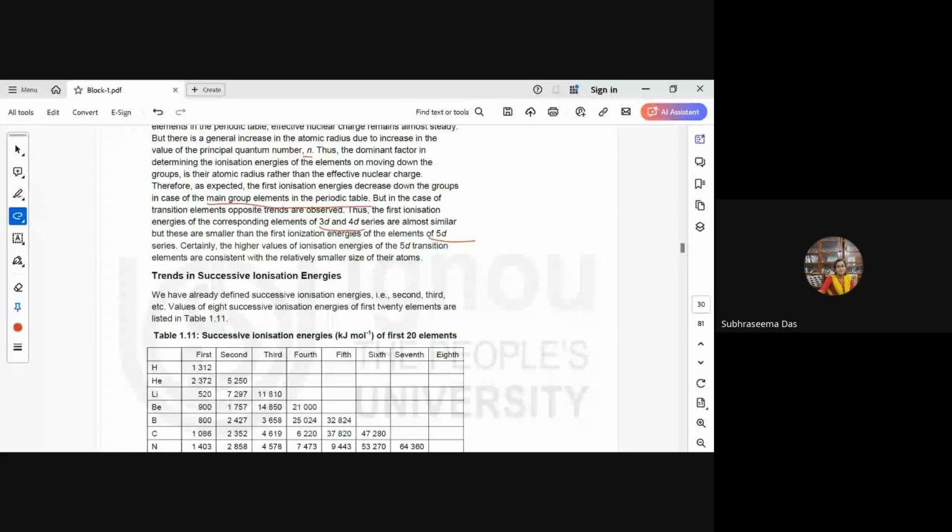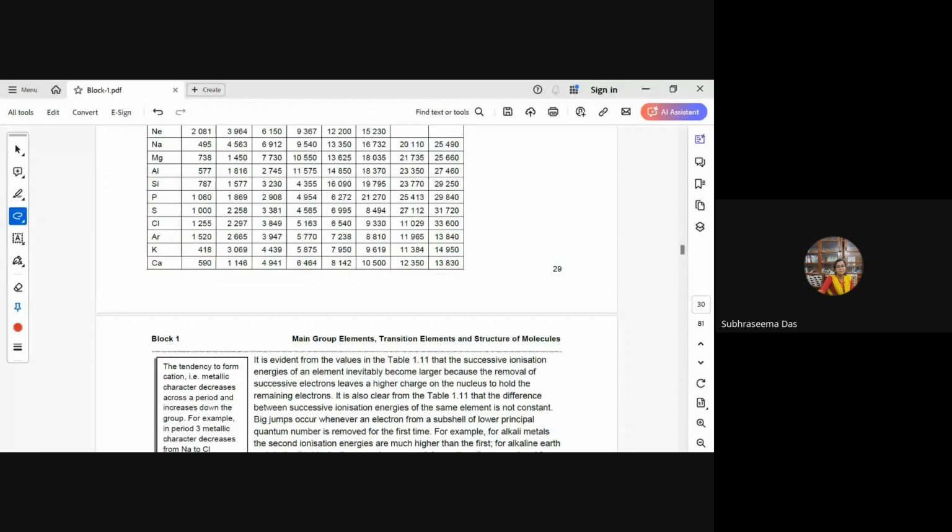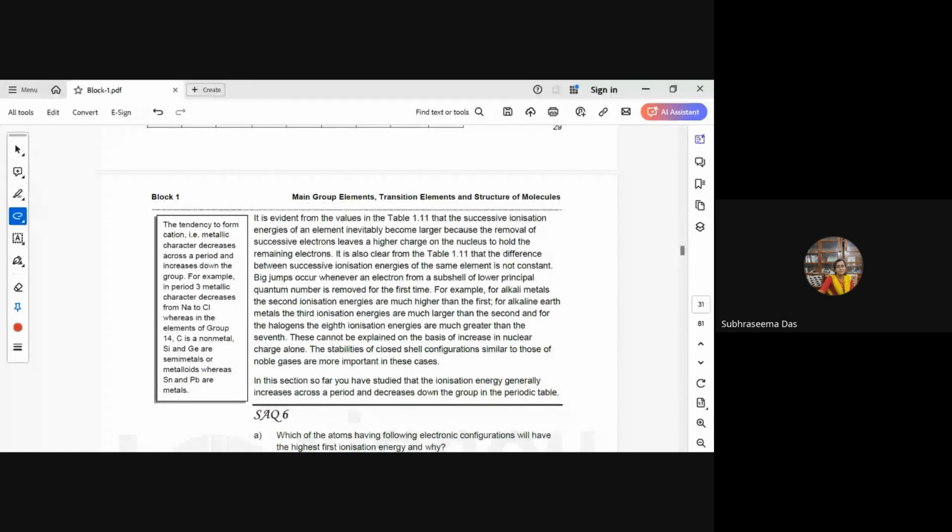Then coming to the trends in successive ionization energy. Successive ionization energy implies the second, third, fourth and other ionization energies. In table 1.1, the successive ionization energies have been listed. From this table we can find that the successive ionization energies of an element inevitably become larger, because the removal of successive electrons needs more energy.